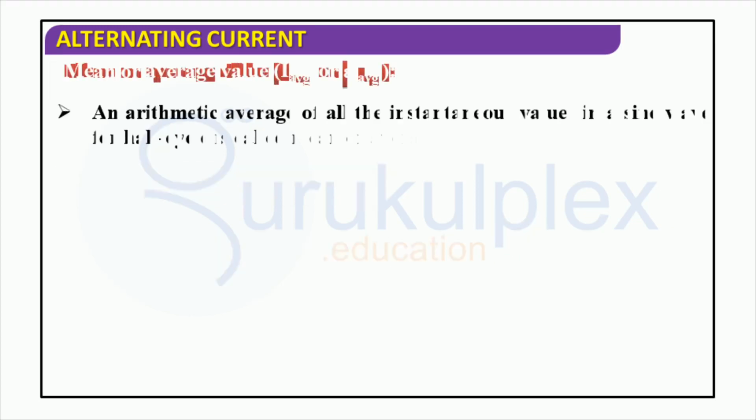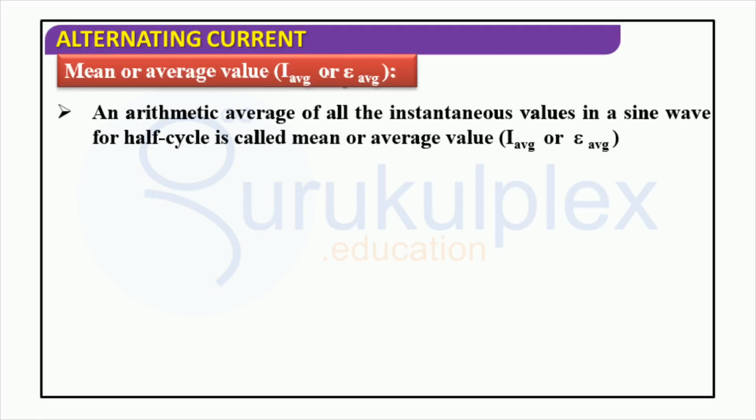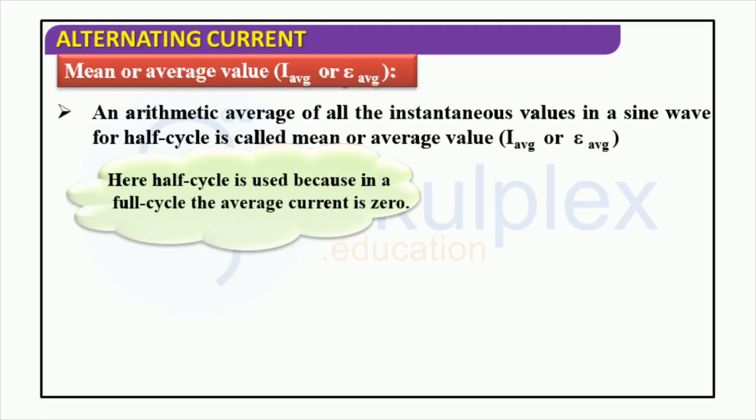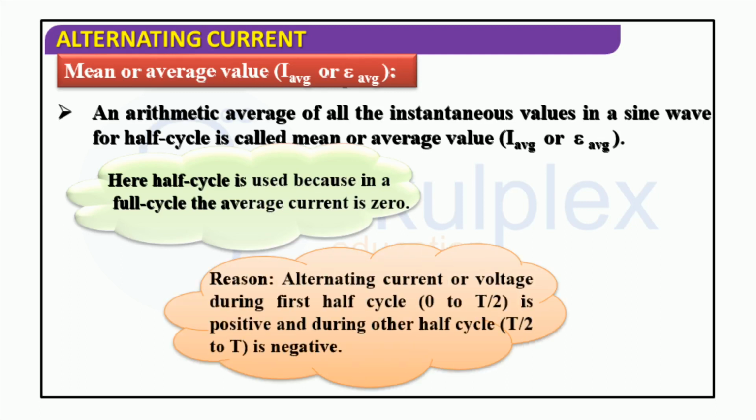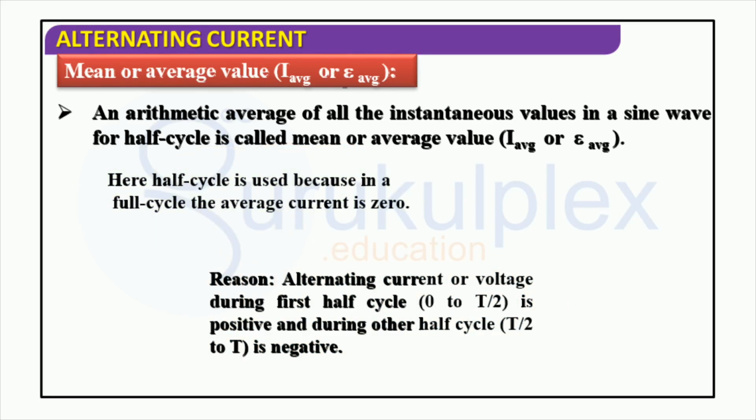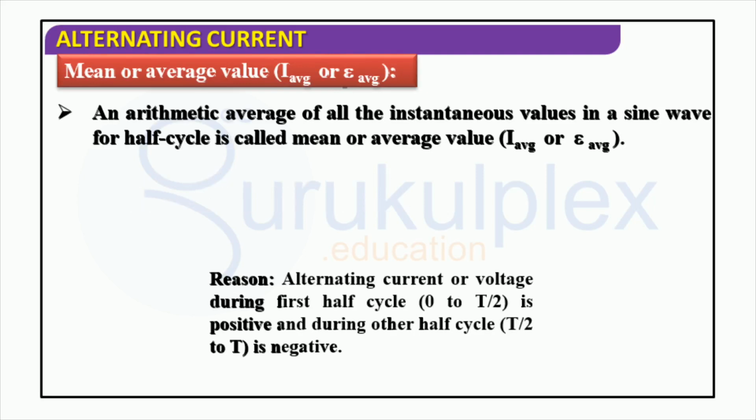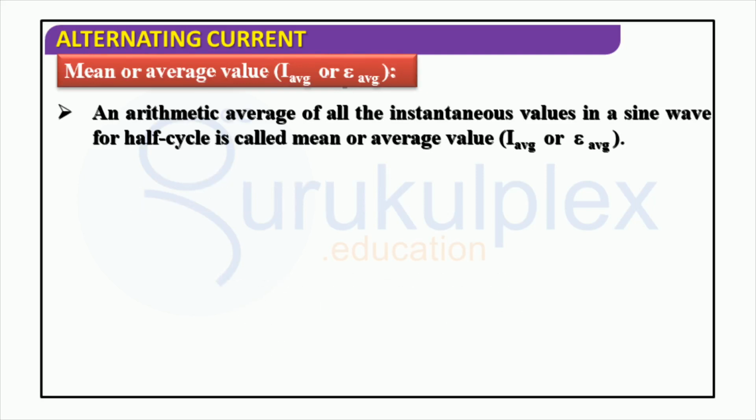The concept of mean or average value of alternating current or voltage is important in order to measure its amplitude and frequency. In a full cycle, the current is zero because it is positive in the first half cycle and negative in the second half cycle. The average value is calculated by taking the arithmetic average of all the instantaneous values in a sine wave over a half cycle. This value helps to accurately measure the amplitude and frequency of an alternating current.